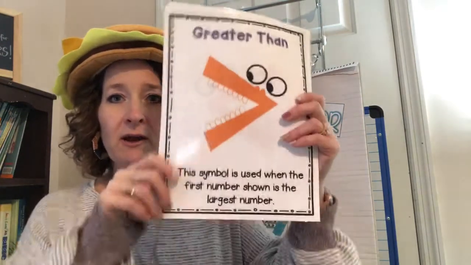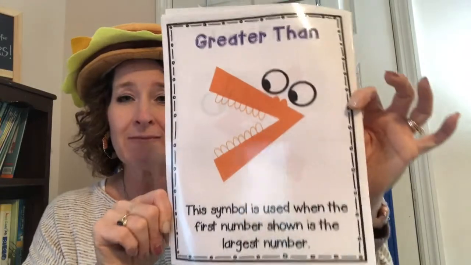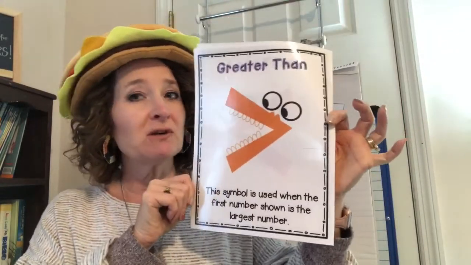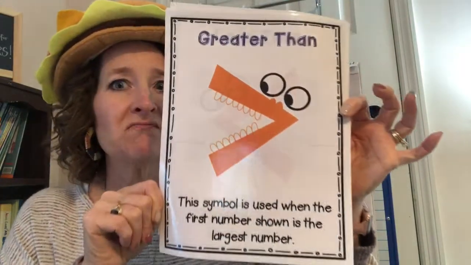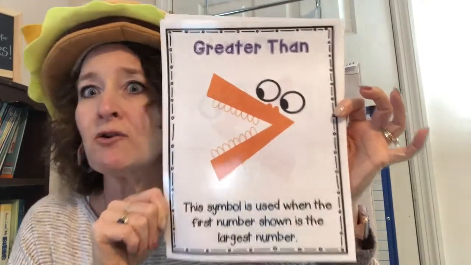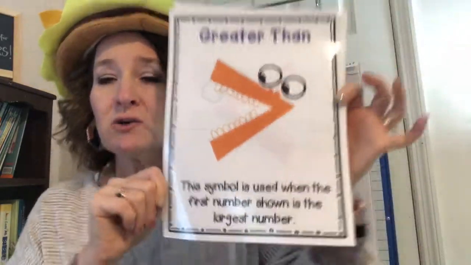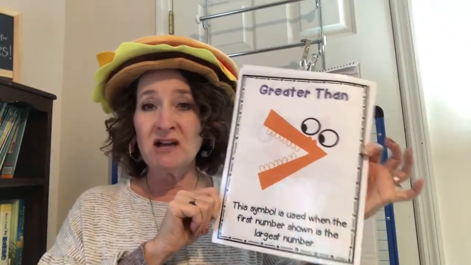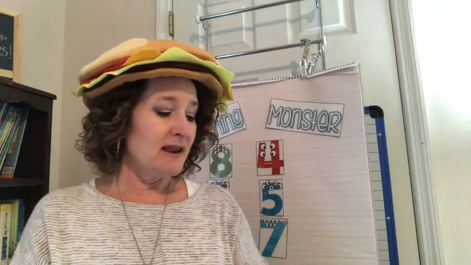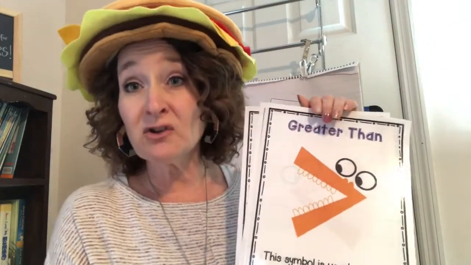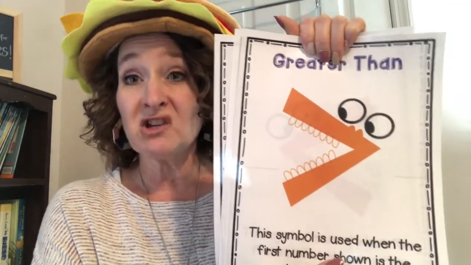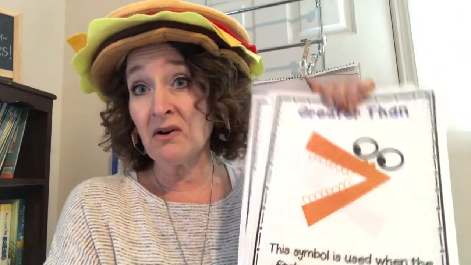And so here's our first Munching Monster, and his name is Greater Than. Munching Monster likes to munch. He always eats the greater number for his lunch. So he wants to eat as much as he can. Now, this one's called greater than. When we compare two numbers, if the first number is greater, Munching Monster is going to eat that first number.